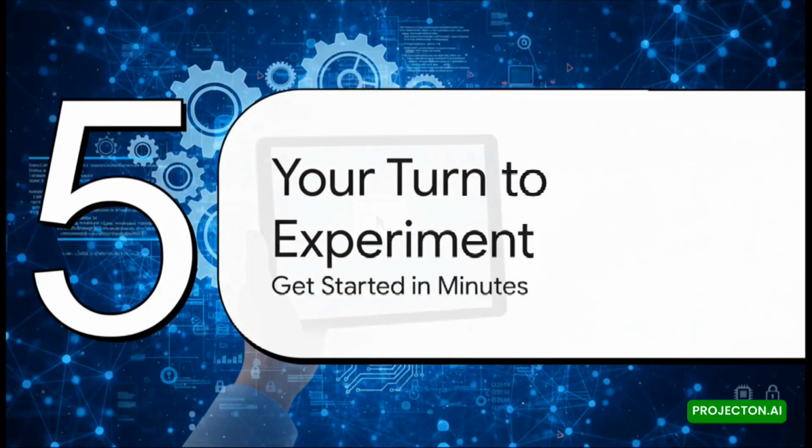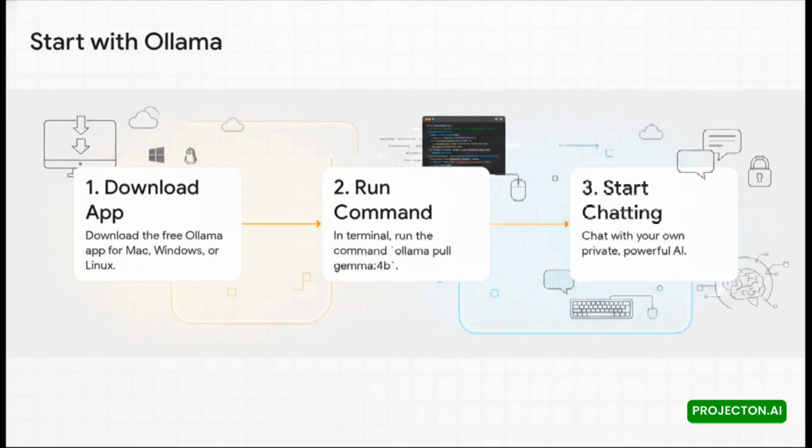Okay, so all of this leads to the big question. How can you get your hands on this and start experimenting yourself? Well, the good news is it is way easier than you probably think. It's actually kind of shocking how easy it is. First, you just download this free app called Ollama. It works on Mac, Windows, or Linux.